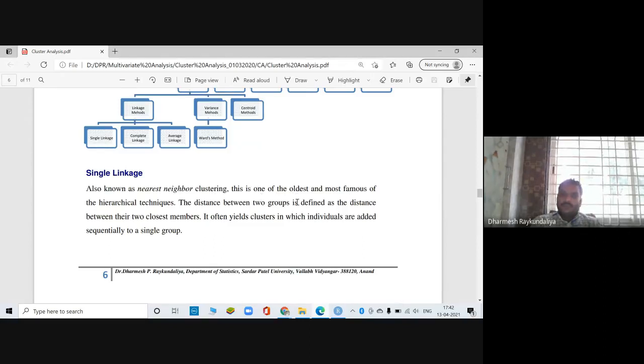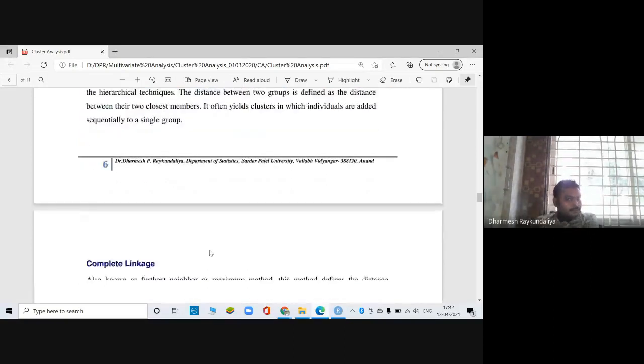This is one of the oldest and the most famous hierarchical techniques. The distance between two groups is defined as the distance between their two closest members. So when two members are closest, whatever the methods you are trying to identify, that is called the single linkage. It often yields clustering in which individuals are added sequentially to a single group. So every time you are adding the object into the other clusters, and finally you are forming a single group.